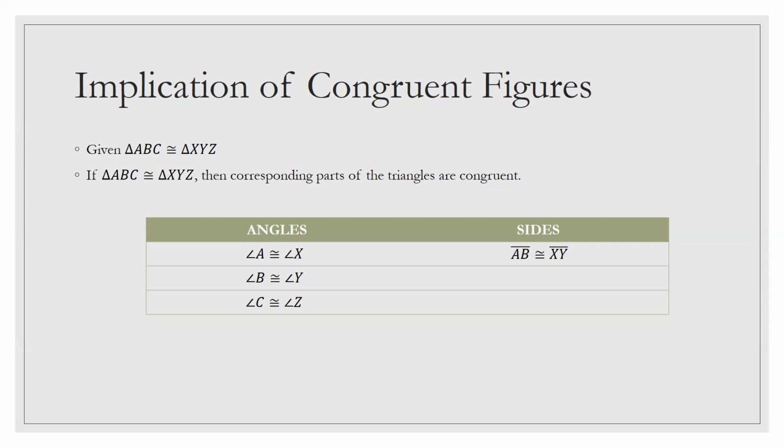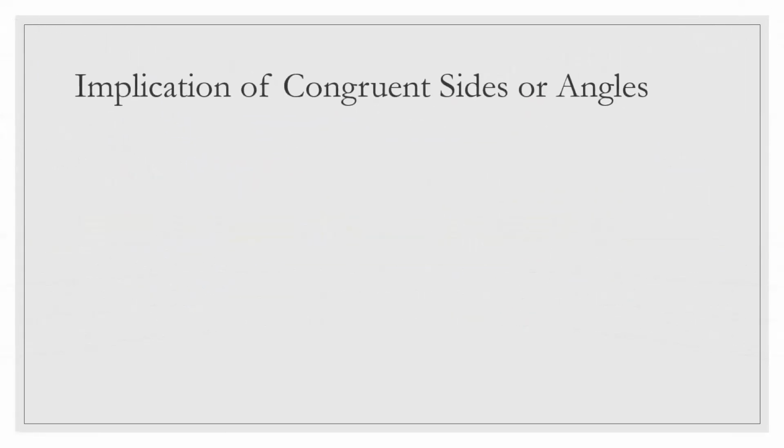Now, when it comes to the sides, we have segment AB is congruent to segment XY. We have segment AC is congruent to segment XZ. And the last one would be segment BC is congruent to segment YZ. So let's go deeper with this one. Let's have now the other implication.